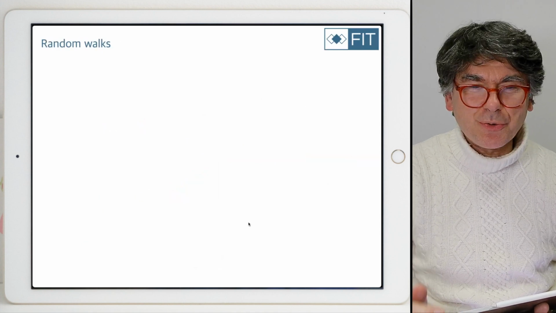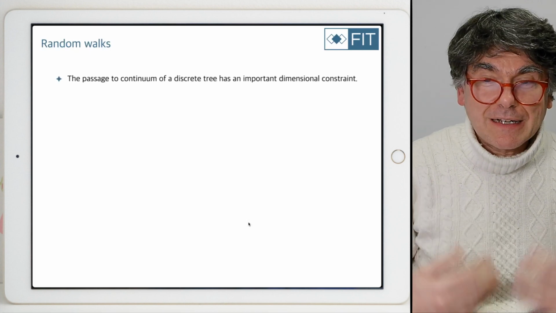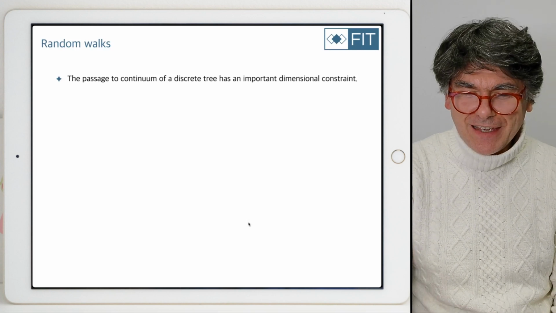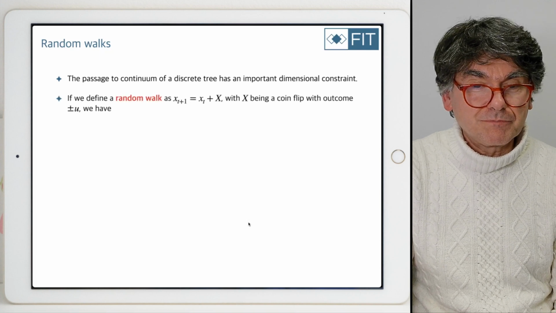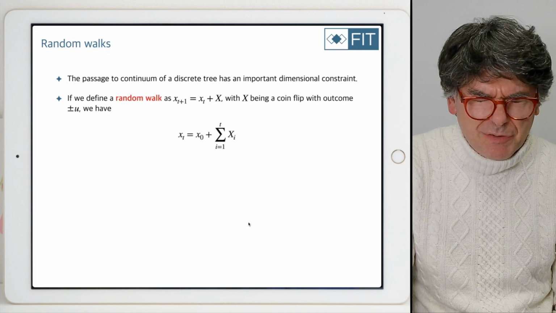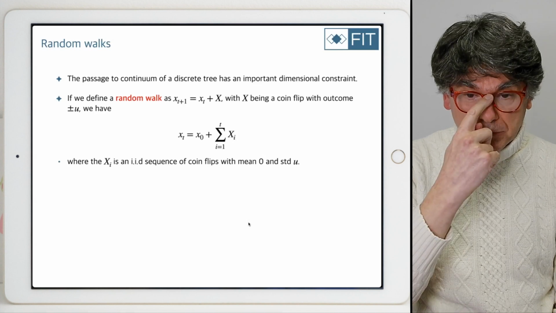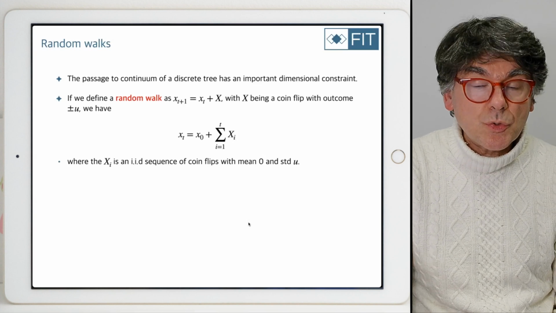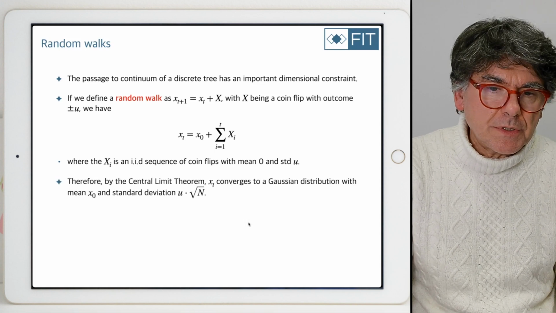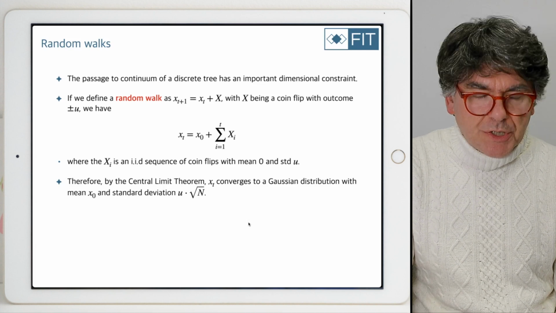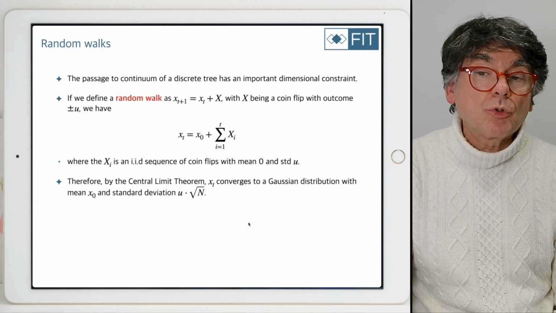Okay, so let's put this to work. When we do random walks, now we're climbing our mountain again, okay? So in the passage through continuum of a discrete t, we have a very important dimensionality constraint, which is that a tree is going to behave like a random walk with infinitesimal coin flips, with mean zero and a standard deviation u, which we know has to have a precise scale, which is 1 over the square root of the number of throws that we have, or 1 over the square root of dt.